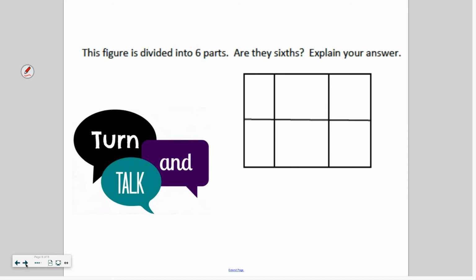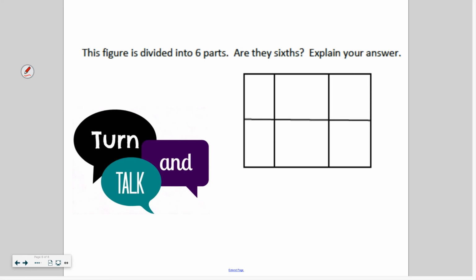I'm going to explain now though. So they aren't sixths, and the reason, and I've been explaining equal parts, is because the parts are not equal. This square is smaller than this one, which is smaller than both of them. So they're not equal parts. So it's not sixths, because even though there are 6 parts, they're not equal parts. So it would just be parts of a whole, but they wouldn't be fractions.